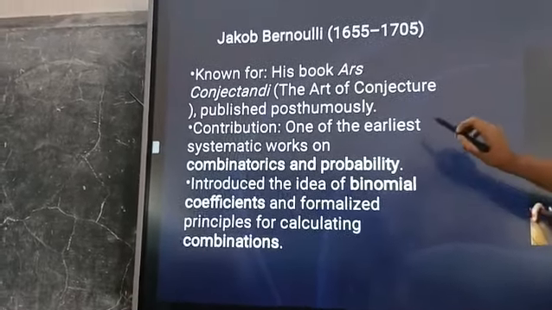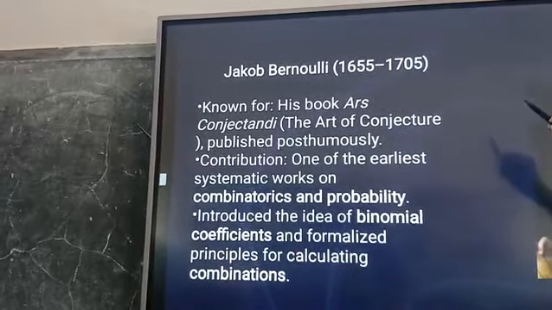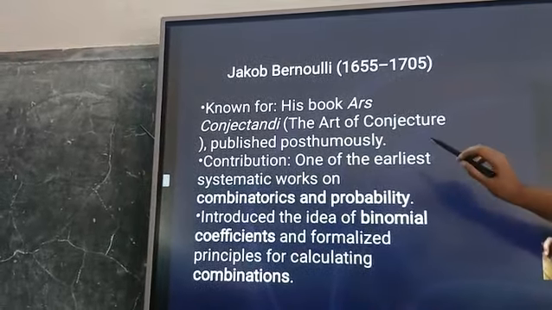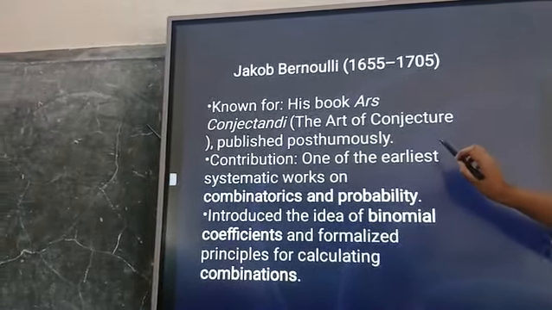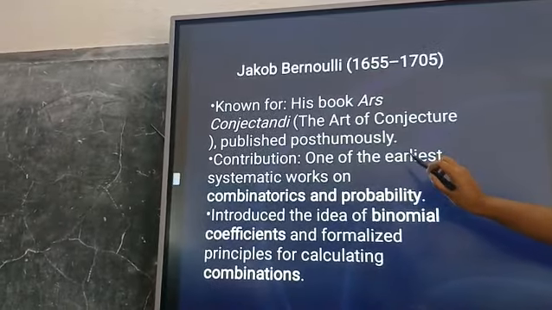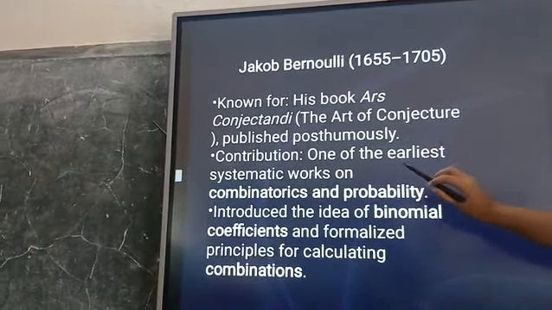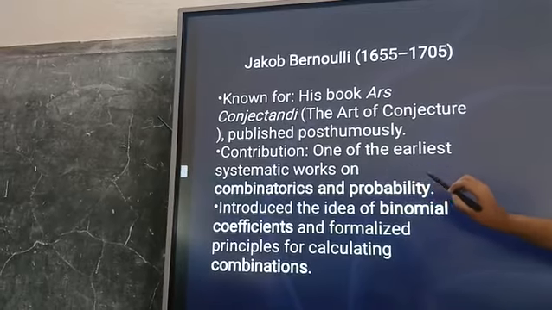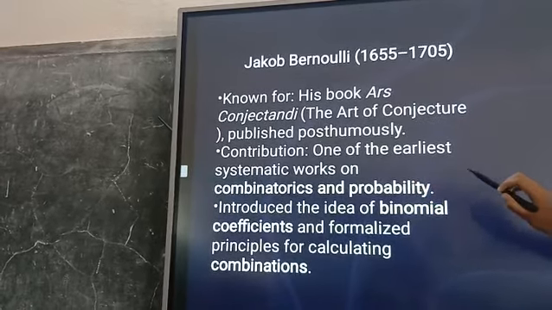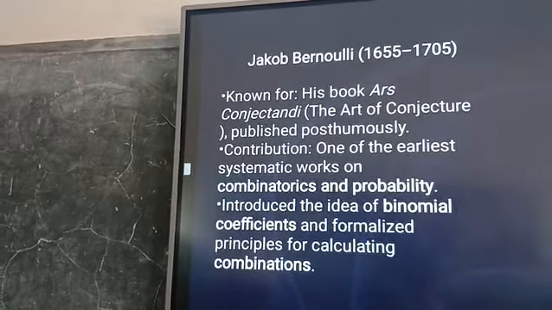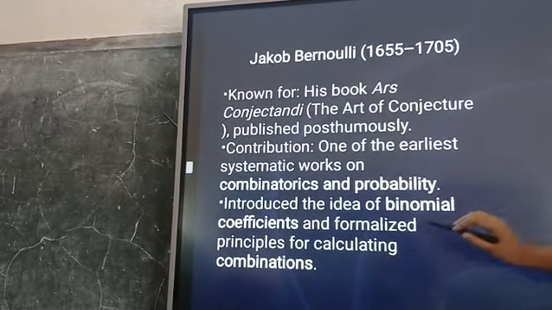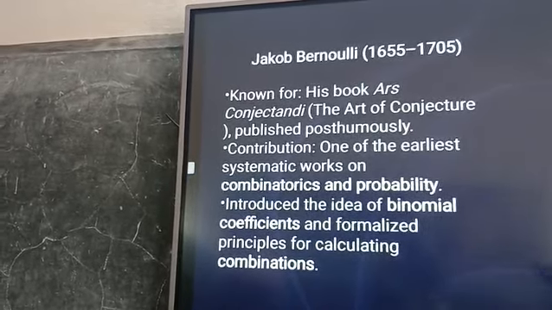Next one is Jacob Bernoulli, 1665 to 1705, known for his book The Art of Conjecture, published posthumously. Posthumously means after his death. His contribution was one of the early systematic works on combinatorics and probability. He introduced the idea of binomial coefficients and formalized principles of calculating combinations.